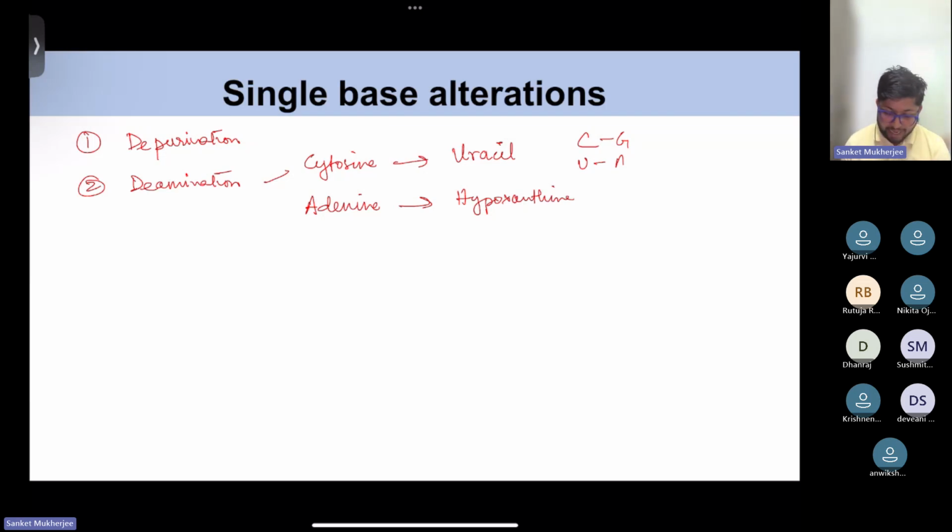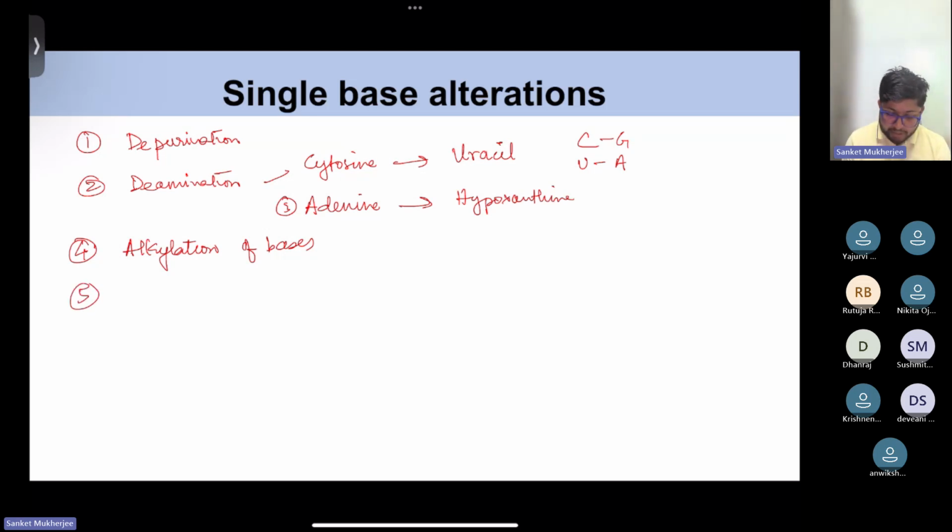Then there is alkylation of bases. The third one is adenine to hypoxanthine, which is also a deamination reaction. Then the fourth one is alkylation of bases. If an alkyl group is added to the base, then we call it alkylation, right? Methylation is one of the examples.